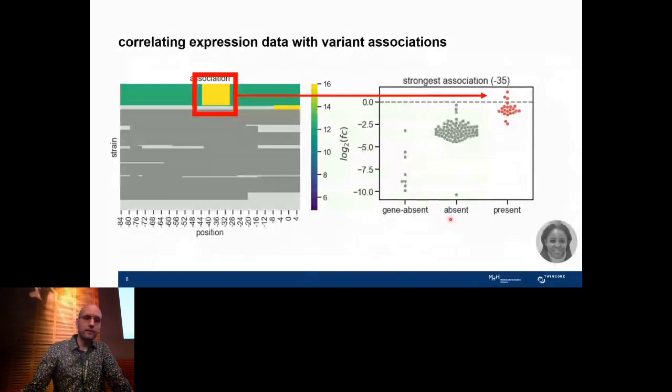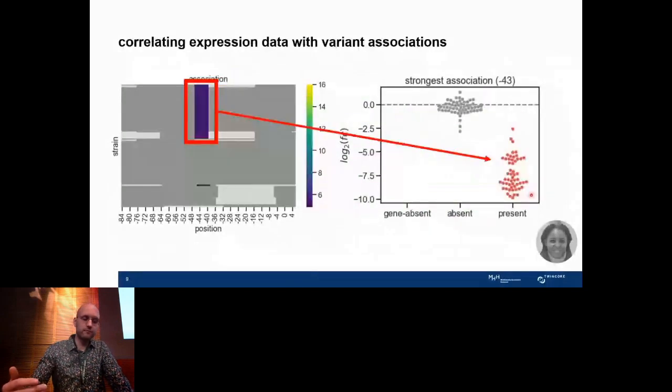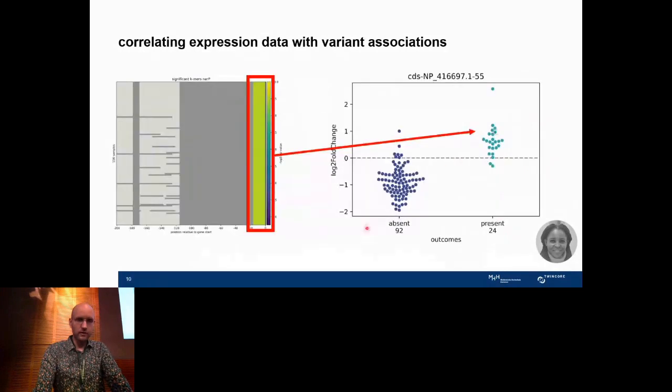For this example, when the variant is present, we see a drop in expression level, while the absence of that variant maintains the same expression level compared to E. coli K12. And here it's a bit different. We see an increase in expression for strains carrying that variant, and strains not carrying that variant have a decrease in expression compared to K12. Sorry.